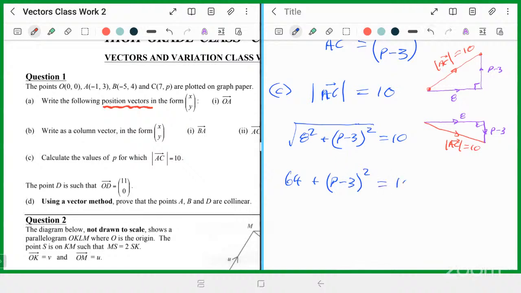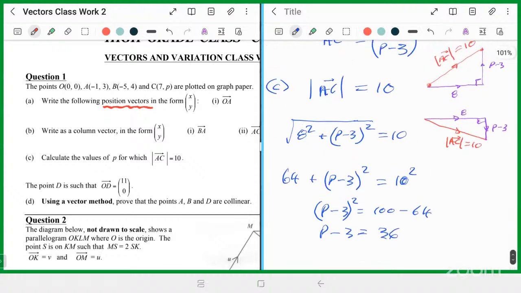And this side becomes 10 squared when we square both sides. So this is really 100. Then we'll take the 64 and subtract it over here, it becomes negative 64. And so it becomes P minus 3 squared equals 100 minus 64. This is the 100, this is the 64. So P minus 3 squared will be equal to 36.